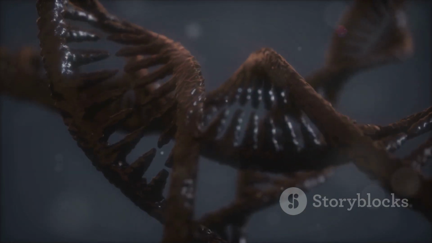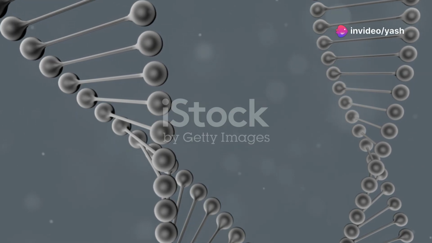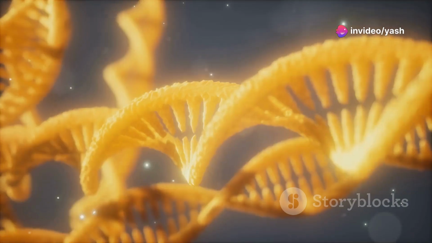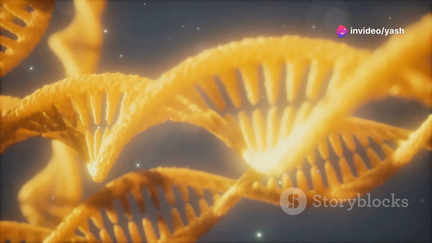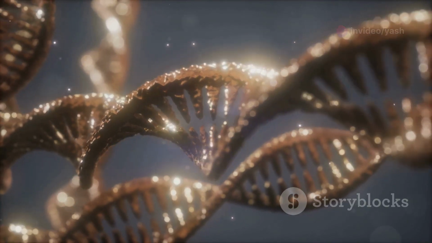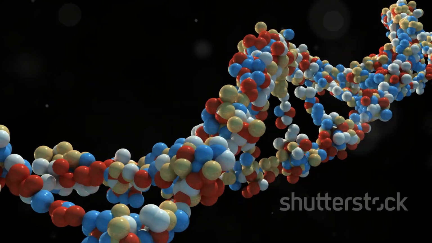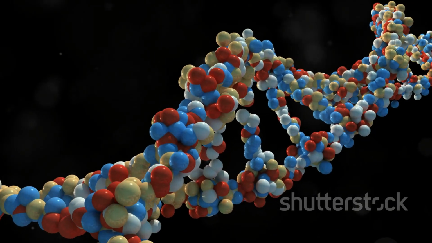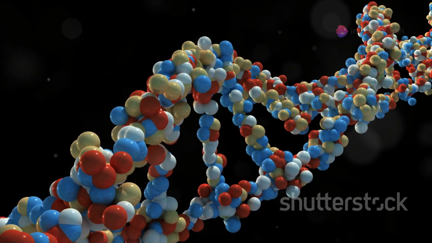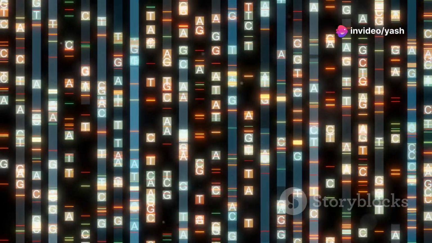Imagine a ladder twisted into a spiral. That is the essence of DNA structure, a double helix. This elegant structure stores vast genetic information. The strands are made of sugar and phosphate molecules. Attached are 4 bases: adenine, thymine, guanine, and cytosine. These bases spell out genetic instructions.